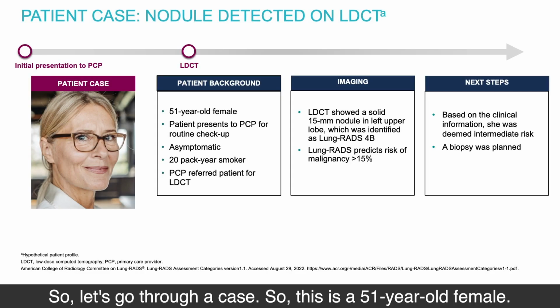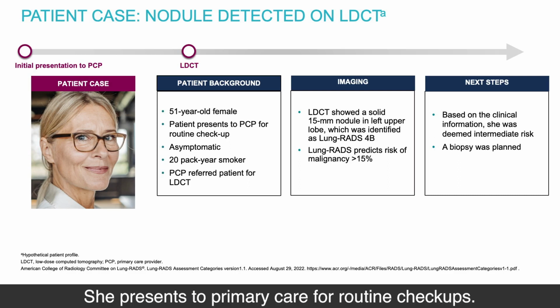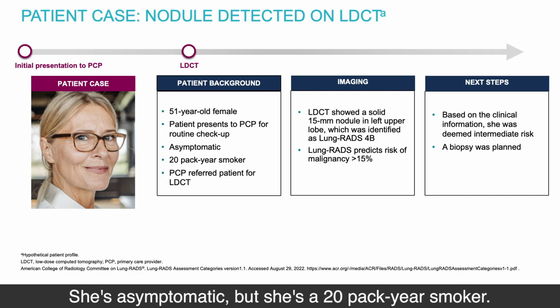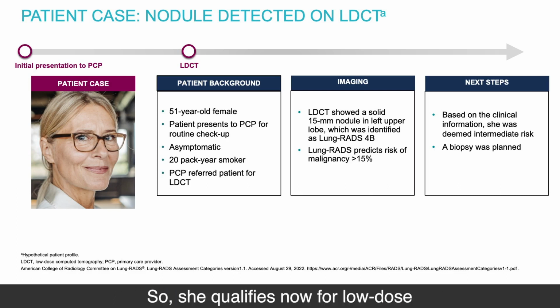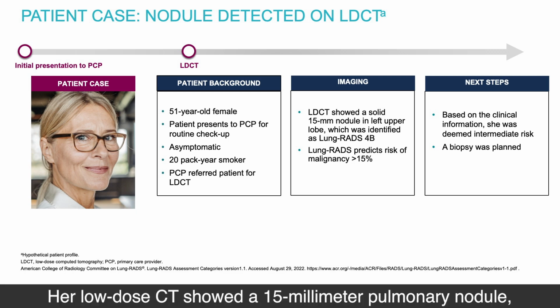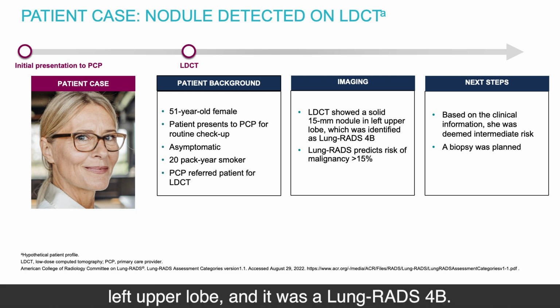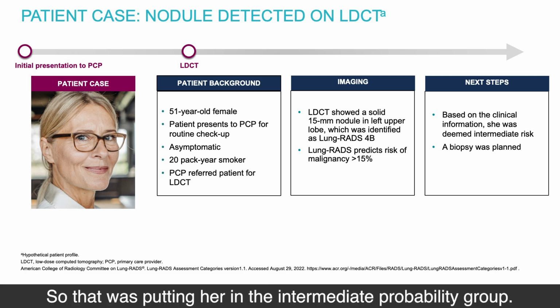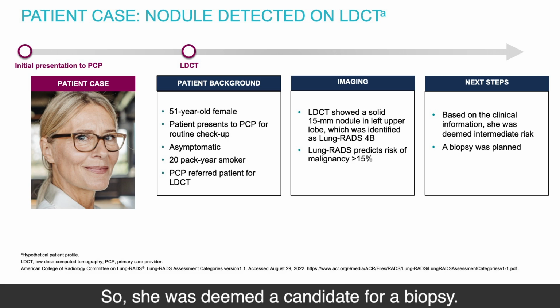So this is a 51-year-old female. She presents to primary care for a routine checkup. She's asymptomatic, but she's a 20-pack year smoker. So she qualifies now for low-dose CAT scan for lung cancer screening. Her low-dose CT showed a 15-millimeter pulmonary nodule, left upper lobe, and it was a Lung-RADS 4B. So that was putting her in the intermediate probability group. So she was deemed a candidate for a biopsy.